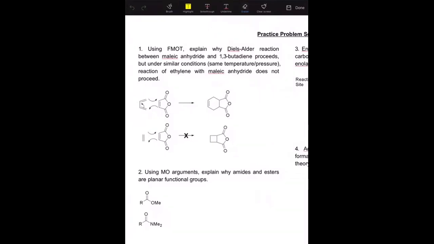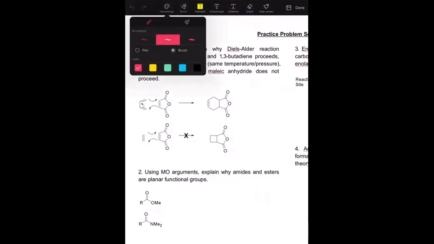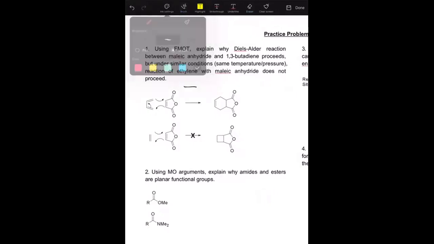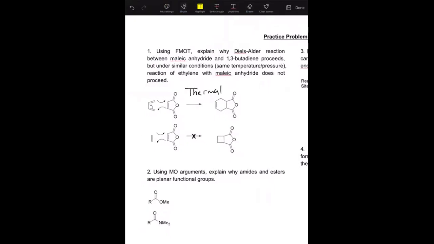So I'm going to see if I can copy this. Cut it. Let me see. I don't think that's a way to do that. So we're working under thermal conditions. So it's all under thermal conditions, right?